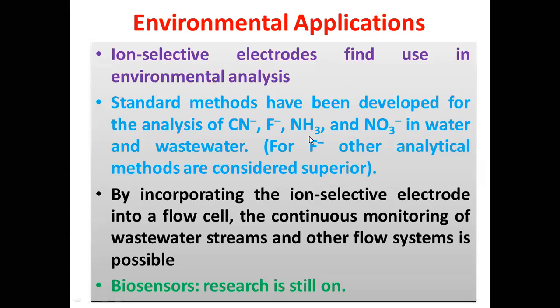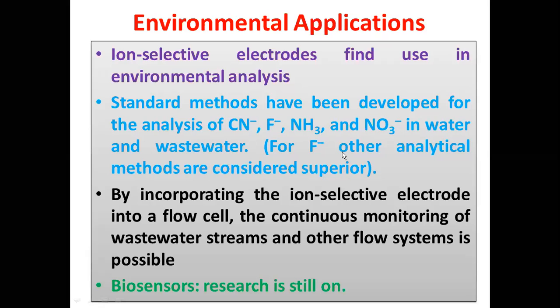Ammonia can be detected by a pH electrode, fluoride by a fluoride ion selective electrode, cyanide by a cyanide ion selective electrode constructed by using silver sulfide and silver cyanide crystal. So therefore, environmental samples such as wastewaters can be subjected to analysis by potentiometry.